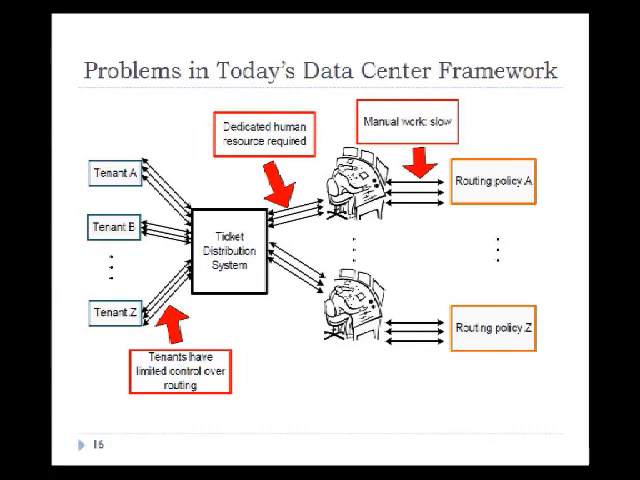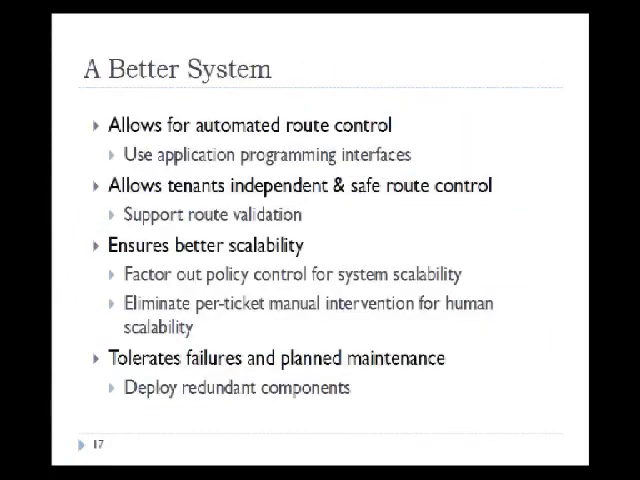Based on these problems, it would be nice to have a good system to deal with this, and the system should have the following properties. First, it should allow for automated route control through the use of an application programming interface. Second, it should allow tenants independent and safe route control, and at the same time validate any requests that the tenants might have. Third, it should ensure better scalability at two levels. The first level is system scalability by factoring out policy control. The second level is human resource, by eliminating the need for a dedicated admin per ticket. And lastly, it should tolerate failures and planned maintenance through deployment of redundant components.